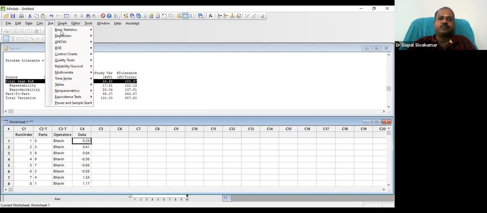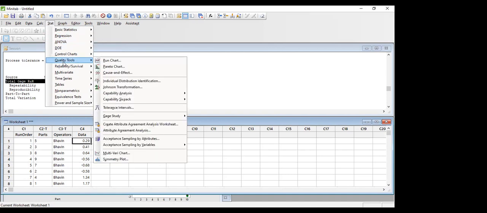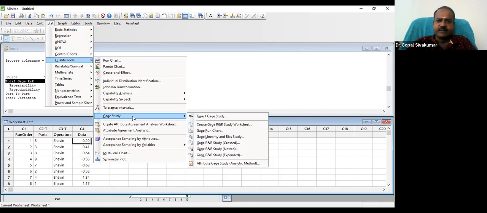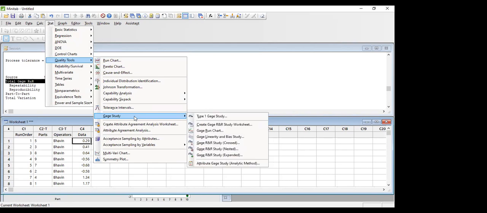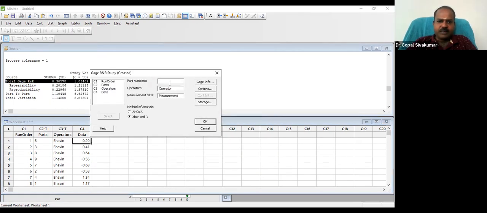Go to Stat. One of you just guide me how to go. Go to Stat. Then where should I go? Quality Tools. Then Gage Study. Then Gage R&R, crossed one. Gage R&R Crossed. Very good. So I do that. And now the part number, everything I have to give again. Otherwise, the old scheme will be there. I want the new structure. So part number is available in column number 2 now. Operator is available in column number 3 now. Measurement data is available here. X bar R method.